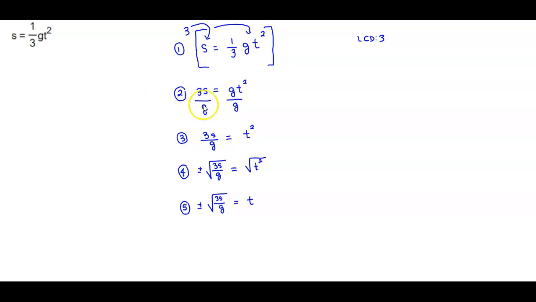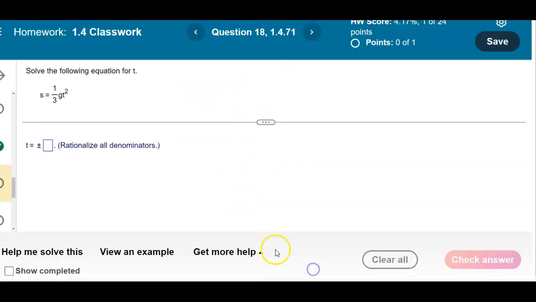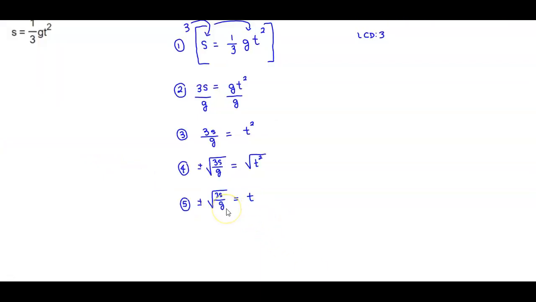Okay, now let's check and make sure how they want us to answer this question. It says rationalize all the denominators. So in this case, it's not rationalized yet. So what we have to do is the following. We have the square root of 3s over g, which is the same thing as the square root of 3s over the square root of g.